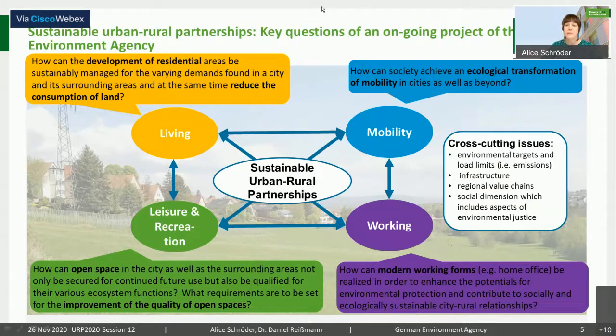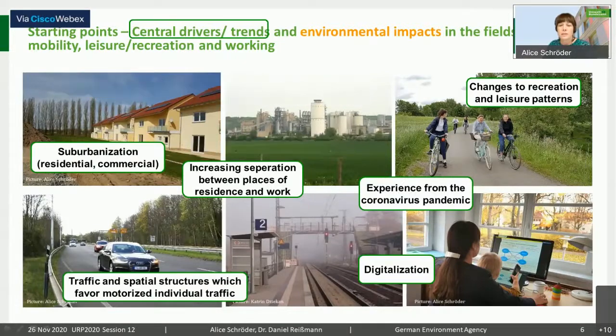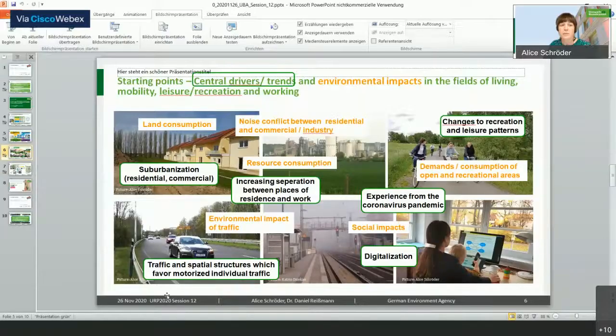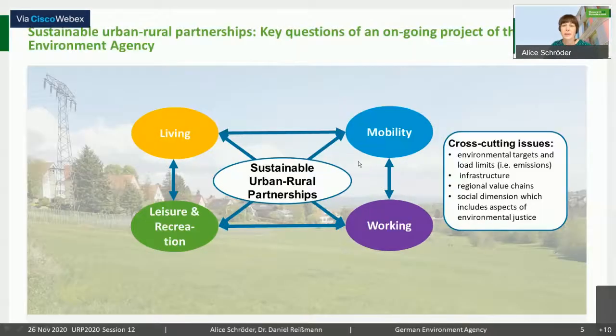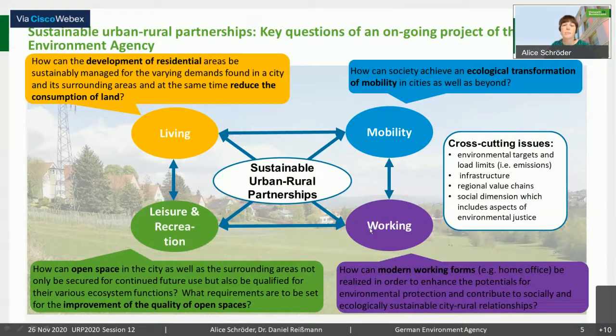And finally, we look at the field of demand of working, where we look at how modern working forms can be realized in order to enhance the potentials for environmental protection and contribute to socially and ecologically sustainable city-rural relationships. The project's cross-cutting issues you can find on the right side.